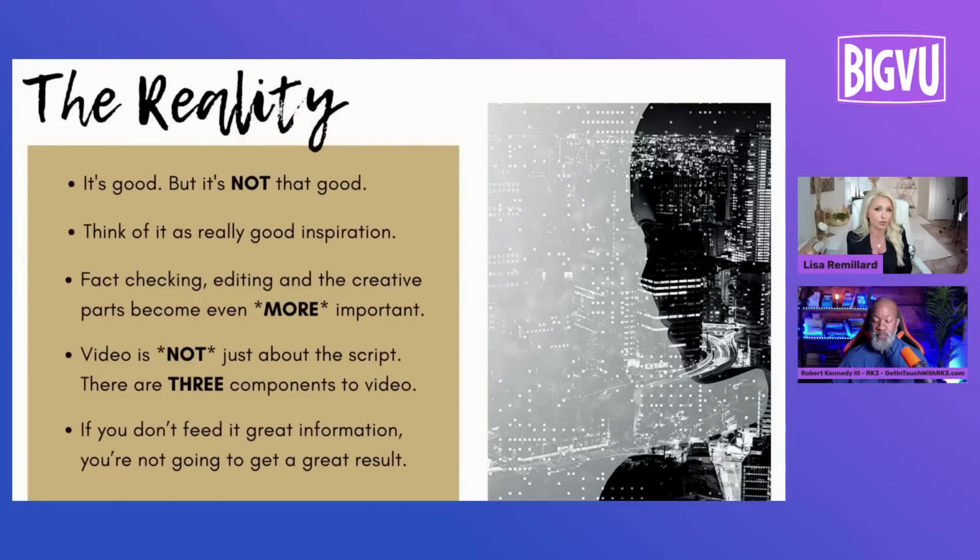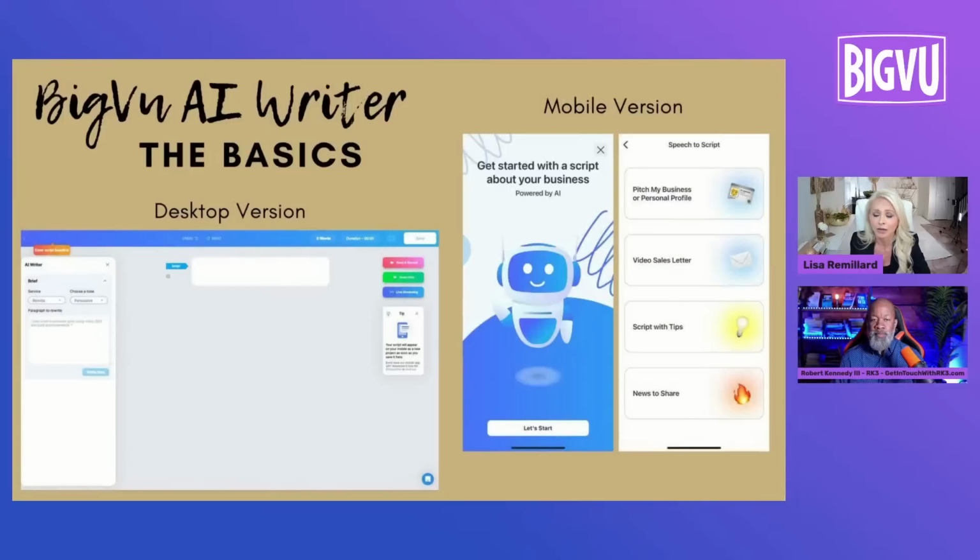The last thing to know about the reality of AI is that if you're not feeding it great information, it's not going to give you back great information. So you really have to understand what you're feeding it in order to get something that's going to connect with your audience. Let's go to the BigView AI writer.